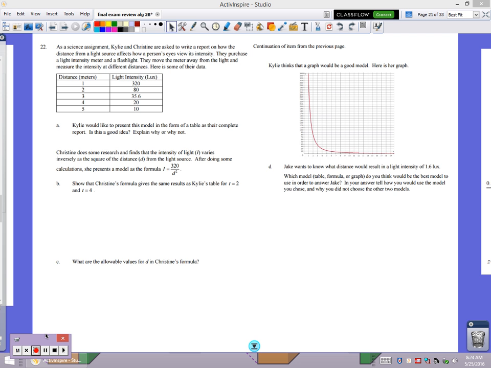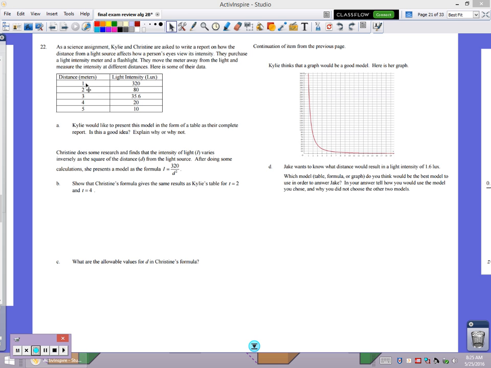So, let's read this problem. Problem 22. As a science assignment, Kylie and Kristen are asked to write a report on how the distance from a light source affects how a person's eyes view its intensity. They purchase a light intensity meter and a flashlight. They move the meter away from the light and measure the intensity at different distances. Here is some of their data.